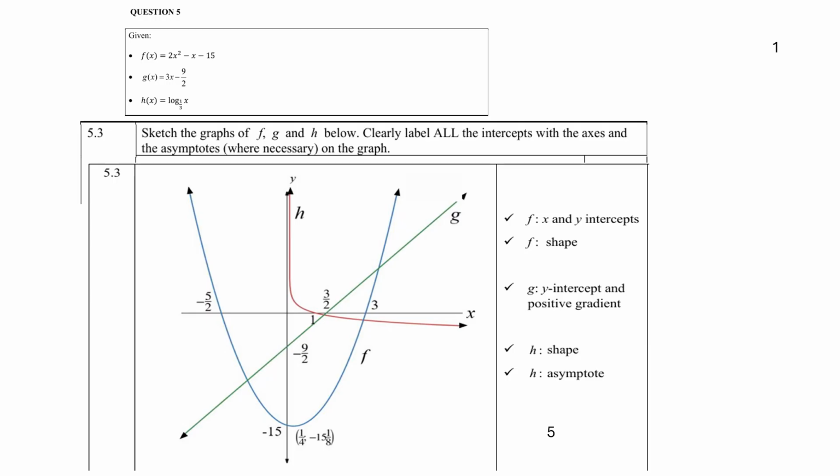And look at the mark allocation. You get 1 mark for x and y intercepts, 1 mark for shape, it's for the graph of f. Then for the graph of g, you get the y-intercept and the positive gradient. For the graph of h, you get the shape, and of course, the asymptote.